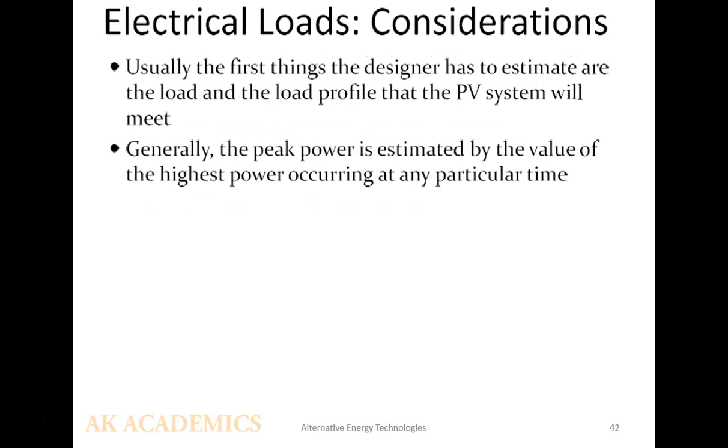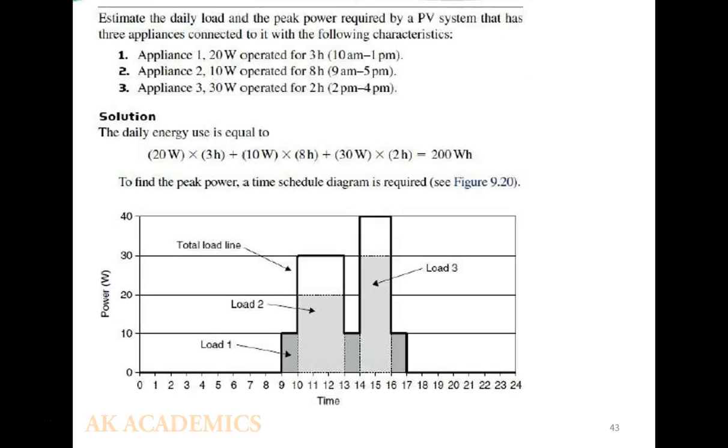Usually, the first things the designer has to estimate are the load and the load profile that the PV system will meet. Generally, the peak power is estimated by the value of the highest power occurring at any particular time. Here is a simple example to analyze how to design and how to profile the load or appliances that a PV system will need to meet. And we'll go ahead and look at how to design a PV system that can actually supply and meet the load that we have profiled for the user or consumer.